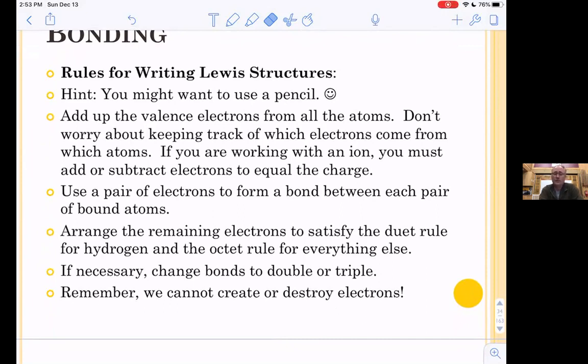You cannot create or destroy electrons. You can merely create double or triple bonds, and I'll show you how to do that. If necessary, like it says, change the bonds to double or triple.